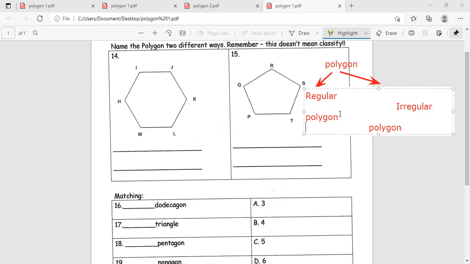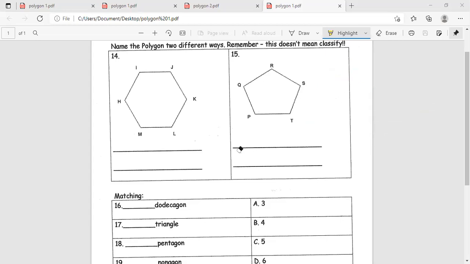An equilateral triangle will be a regular polygon, and also the square will be a regular polygon. Irregular is the opposite. It's not necessary to have all sides equal in length and all angles equal in measure. Then if I want to classify a figure, which we have here in front of us, the first question says name the polygon two different ways. Remember, it doesn't mean classify, right? So here we want to name a polygon according to its sides.